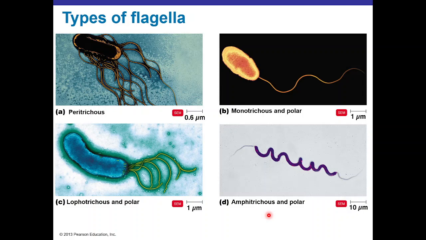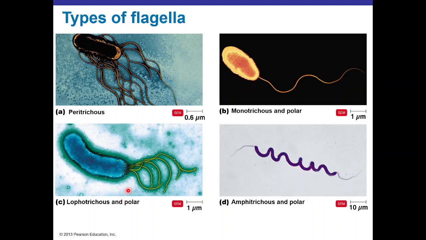So this is a diagram to show you the types of flagella. This bacteria is a rod, and it has this long flagella that is found all over the surface of the cell. So this will be peritrichous. Peri means around. And then this one is monotrichous and polar. Why? Because it only has one flagellum, as you can see here, and it is found on one end.